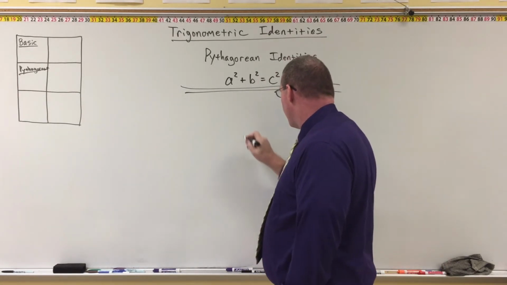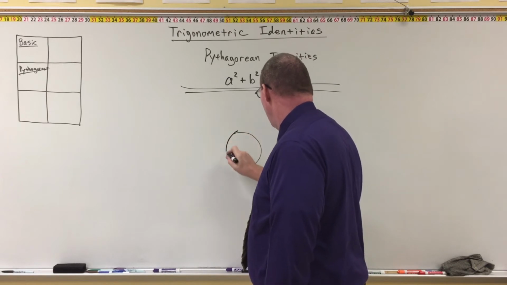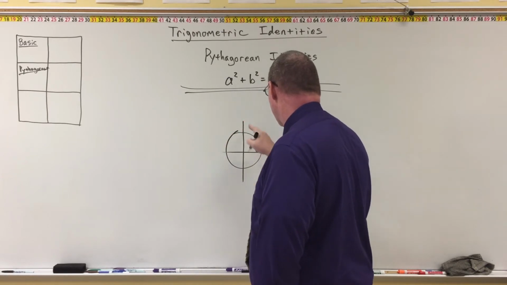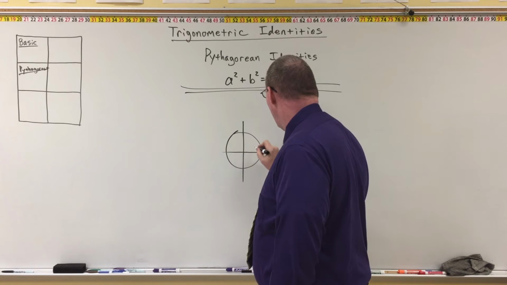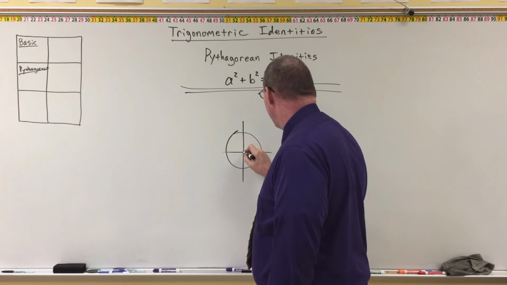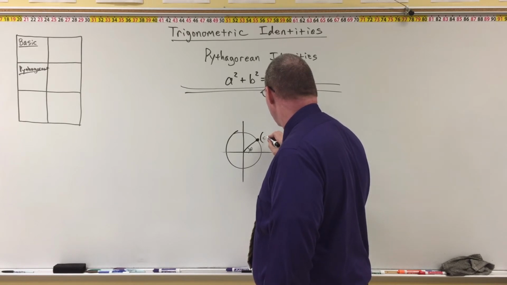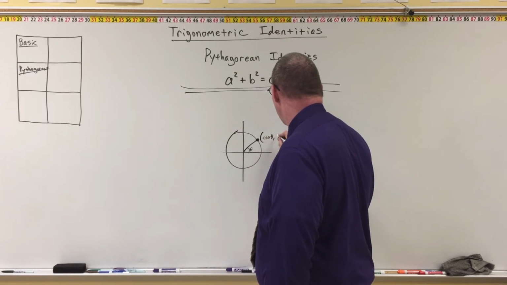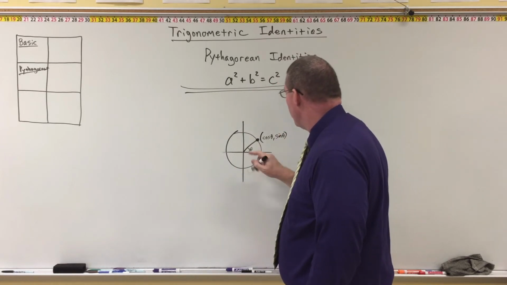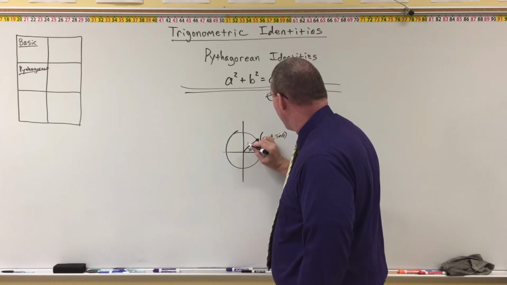All right. Let's consider a unit circle. Okay, here's the x-axis and the y-axis. And we know, we've learned that if we have this angle right here, this angle theta, and we have this point up here, the x and y coordinates are cosine of theta, comma sine of theta, right? And we know, because it's a unit circle, that the hypotenuse has a length of 1, correct?